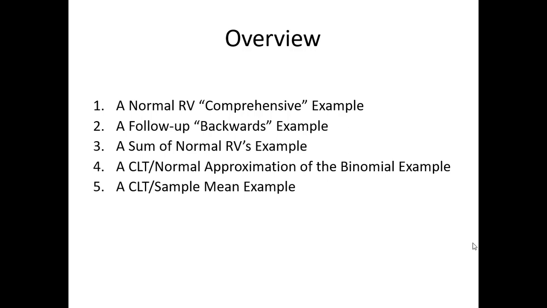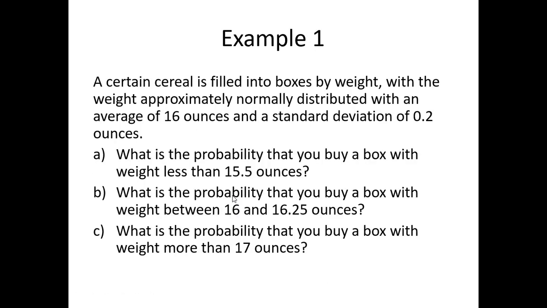Example 3 covers a sum of normal random variables. And examples 4 and 5 involve the central limit theorem. One is based on a normal approximation of the binomial, and the other is based on calculation of a probability involving sample means. So we begin with example 1 here.